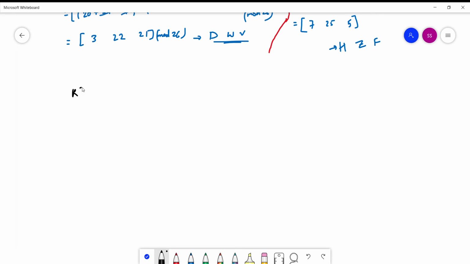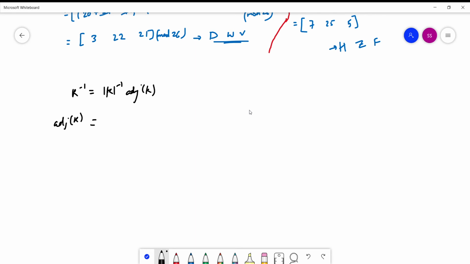K inverse is defined as mod k inverse into adjoint of k. Okay, this is the formula for k inverse. So let's find adjoint of k first. Adjoint of k means cofactor of k, and you have to transpose it, right?